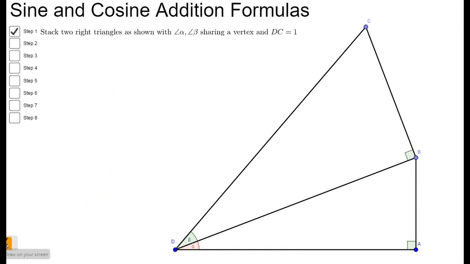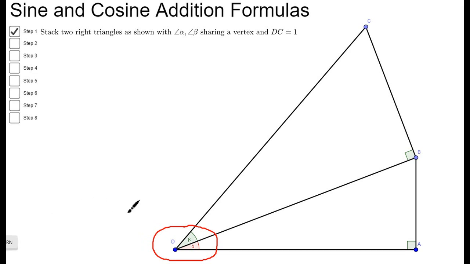We're going to be proving the sine and cosine addition formulas. And to do that, we're going to look at these two angles down here. So we're going to look at the sine of alpha plus beta, or the cosine of alpha plus beta.